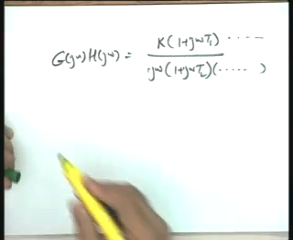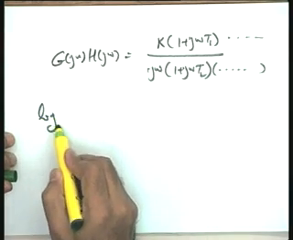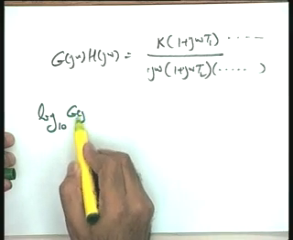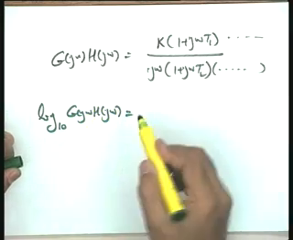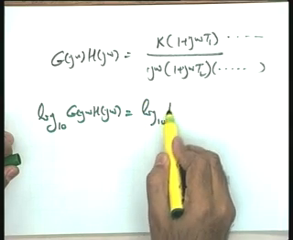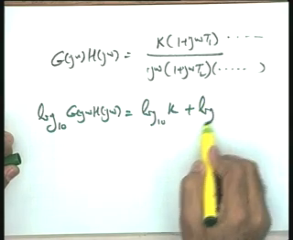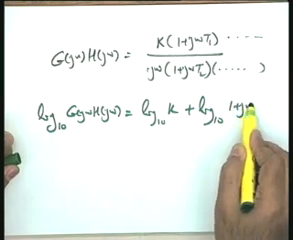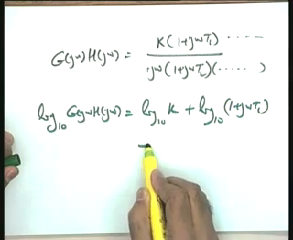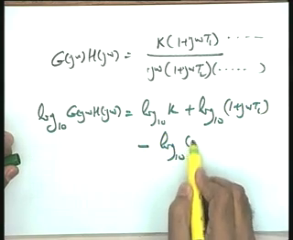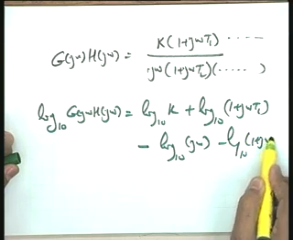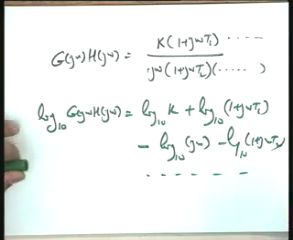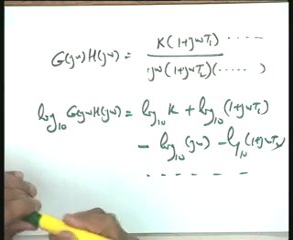So, in that particular case I can say log base 10 of G(jω)H(jω) is equal to log base 10 of K plus log base 10 of (1 + jωT1) minus log base 10 of jω minus log base 10 of (1 + jωT2) and so on. This is the basic idea.